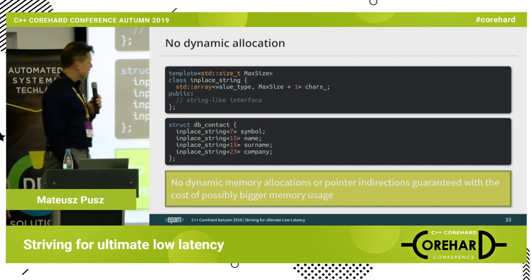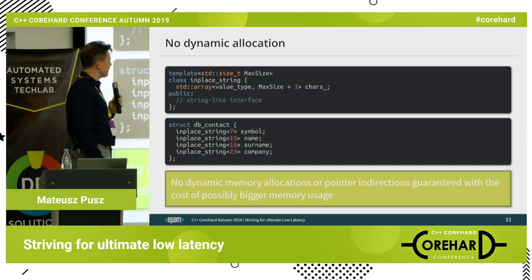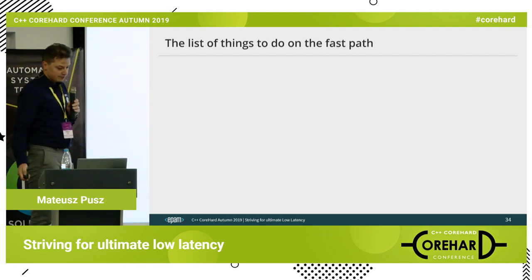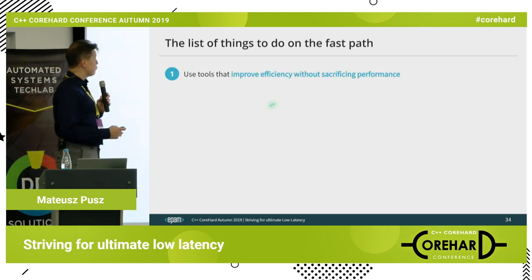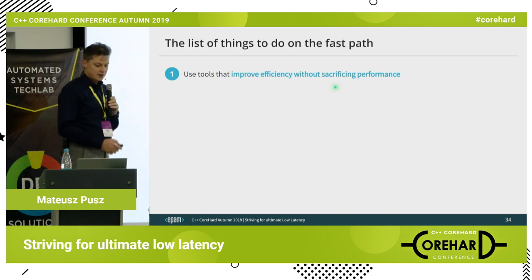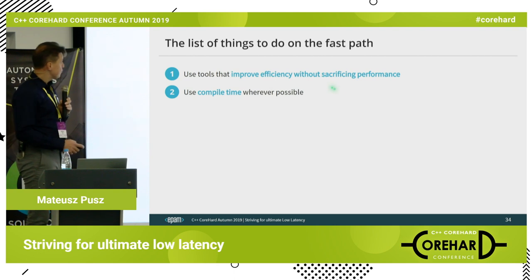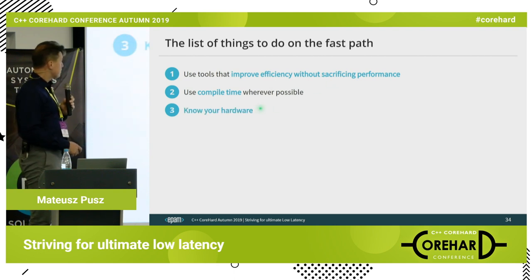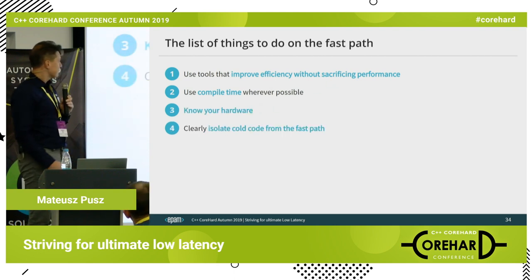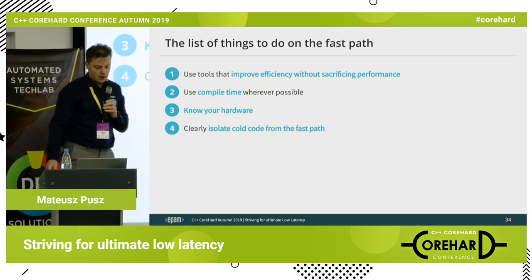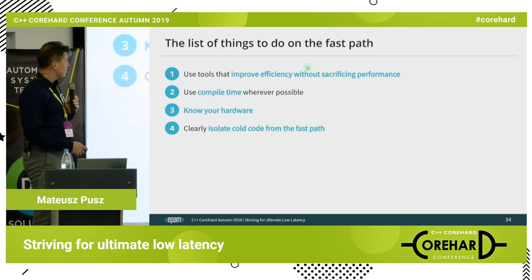So these are basically the things that you shouldn't do on the fast path. Things that you can do. First of all, use tools that improve efficiency without sacrificing performance. Use compile time wherever possible. Know your hardware. Clearly isolate the cold code path from the fast path. And those rules are the most important for thinking about writing low latency code.